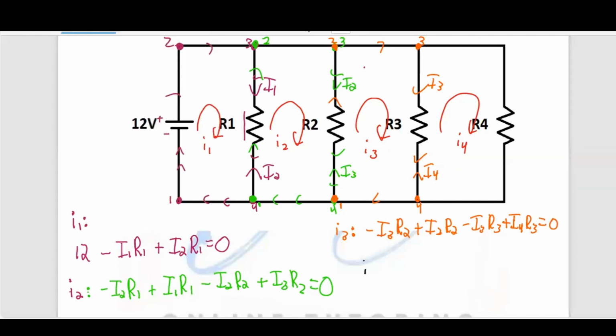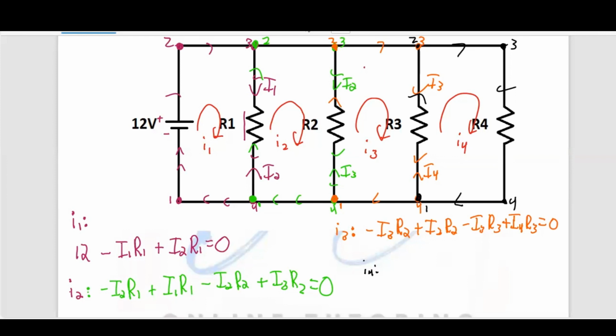Now we're in the I4 loop. So anything that I4 goes through will be negative, and anything going in the opposite direction to I4 through the resistor will be positive. I'm repeating it for a reason, because it's the same thing. Like I said, we start here, 1, going up here, 2, across here, 3, down, 4, back to 1. So the loop will be this. Anything in this direction, negative. Anything opposing it, positive. Now we start at 1.